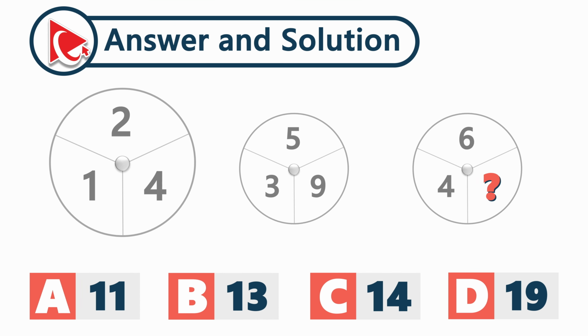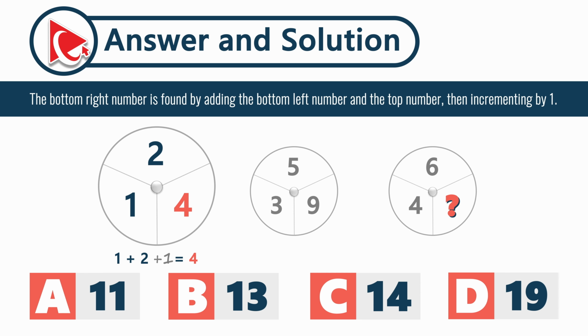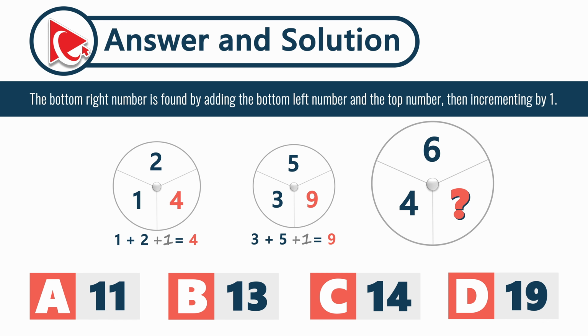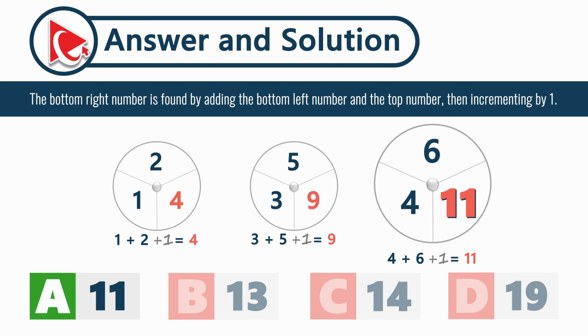Let's look at the first circle. The calculations here are 1 plus 2 plus 1 equals 4. In fact, the bottom right number is found by adding the bottom left number and the top number and then incrementing by 1. Second circle number is calculated as 3 plus 5 plus 1 and equals 9. And then the third circle number is calculated as 4 plus 6 plus 1 and equals 11. And the correct answer here is choice A, 11.